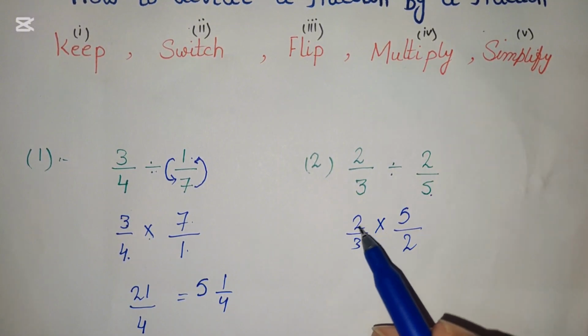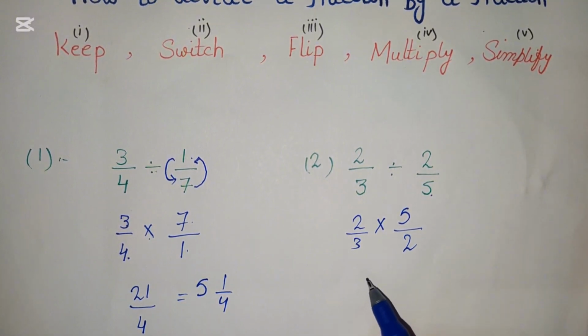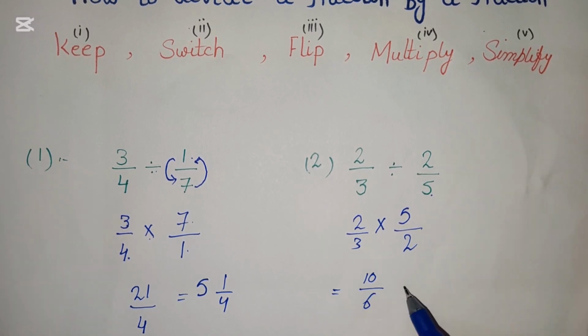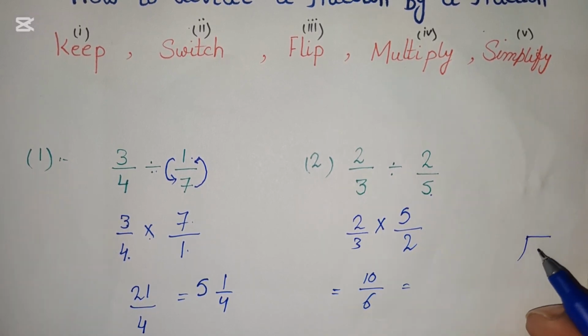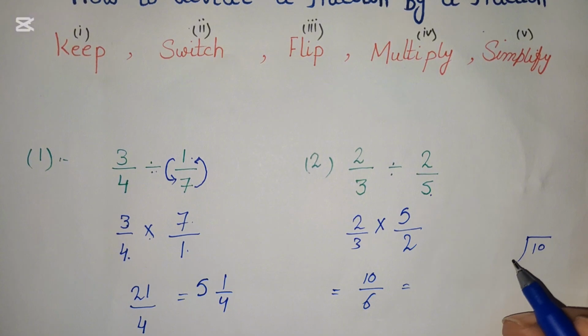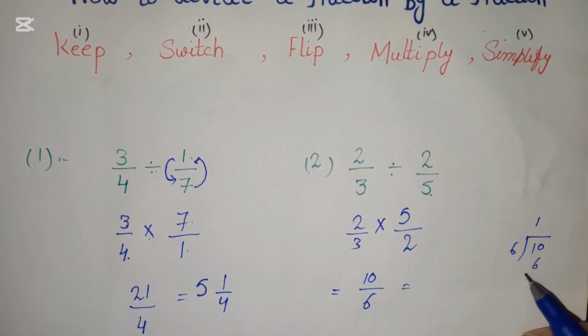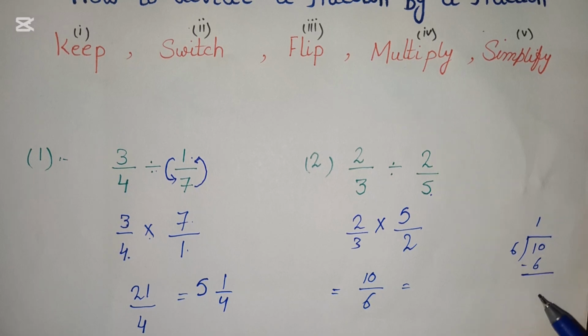The fourth step is multiply. We will just multiply 5 twos are 10, 3 times 2 is 6. We will just divide 10 inside the division sign and 6 outside the division sign. 6 ones are 6, 10 minus 6 will become 4.